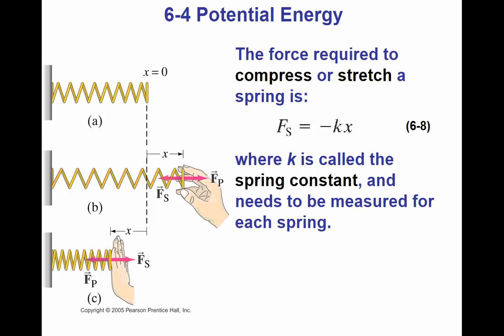Why is it negative? Well, because I'm assuming that the force applied by the person, if you look at this bottom diagram here, the force applied by the person is going to be to the left, and then the force on the spring is going to be in a negative direction relative to it. So that's why there's a negative there.